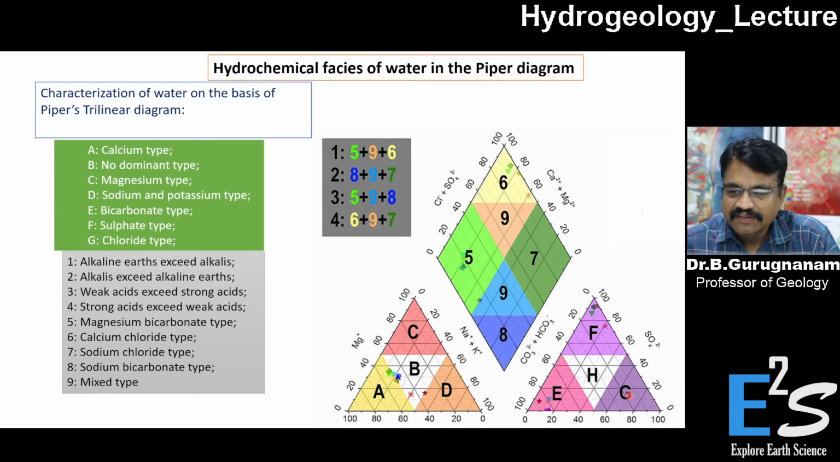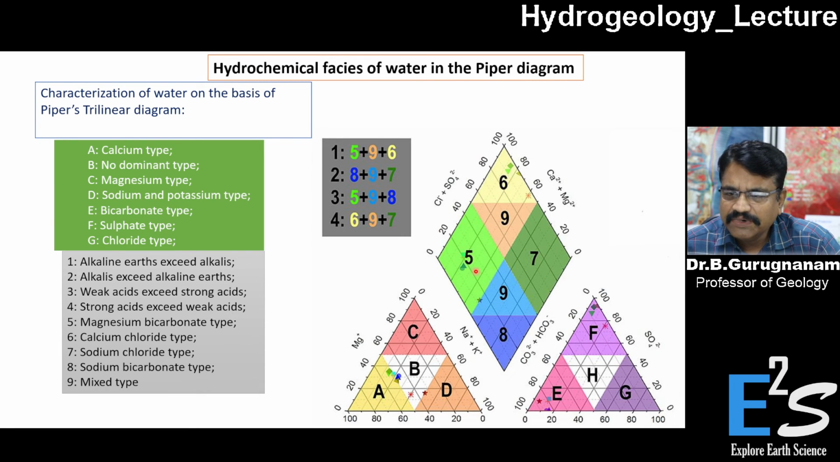Similarly, if our sample falls here, it is bicarbonate type. If our sample falls here, sulfate type. If our sample falls here, it is 100% chloride type, no dominance. So this is in general to characterize. In specific, you are now transferring from the trilinear triangular diagram into the diamond diagram. Here it is classified into 9 classes.